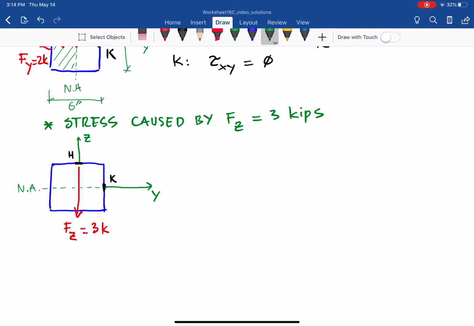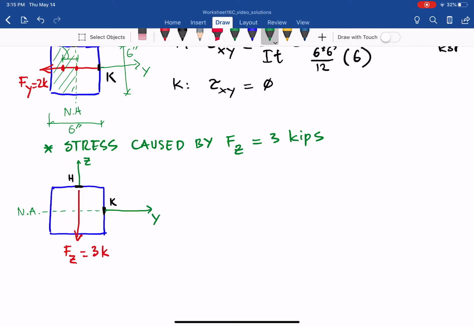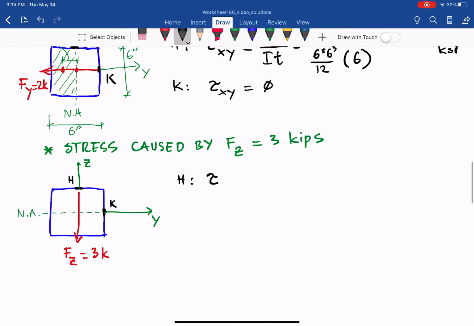You see the neutral axis, and for that reason, the transverse shear stress caused by this internal shear force will be 0 at the outermost fiber. In this case, H is the outermost fiber, so that is 0, and K goes through the neutral axis, so we'll get the maximum transverse shear stress. So that one we have H here, and that is tau. In this case it follows the Z direction and the x-axis, so tau xz equals 0.